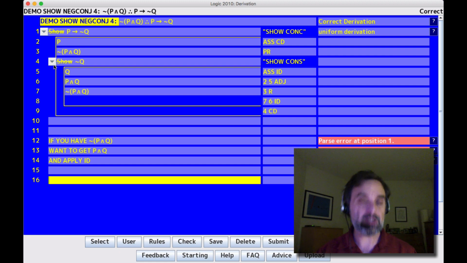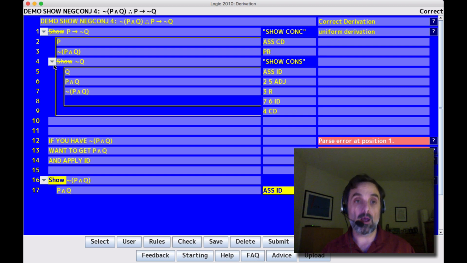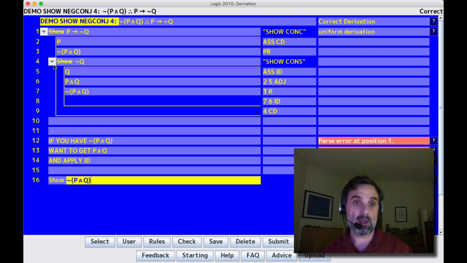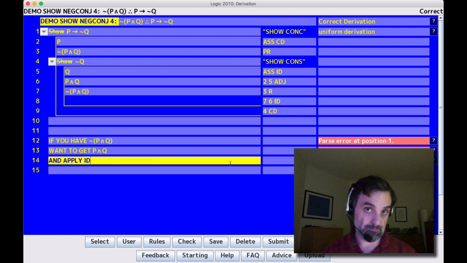If you have the negation of a conjunction, build the conjunction. If you're trying to show the negation of a conjunction, if you're trying to show not P and Q, then you just do assume ID, right? That's all. You know what to do with that. Negations of conjunctions are tricky, not when you're trying to show them, but when you have them. What do you do with them? Your rules don't apply, except you can use them with ID. Okay, good. So I hope that's clarified what to do with negated conjunctions.